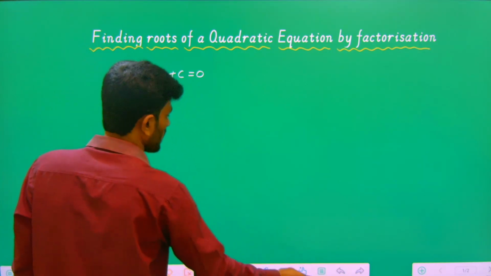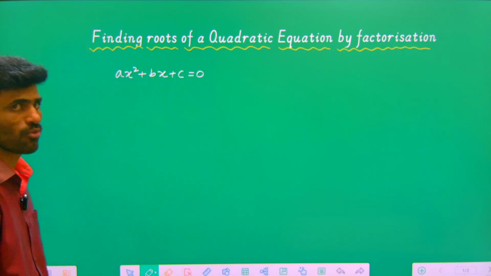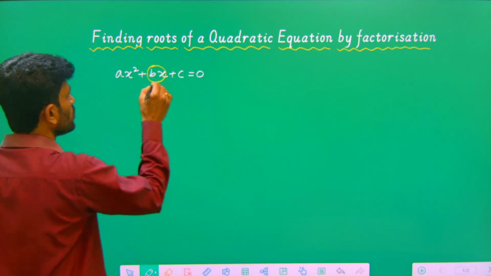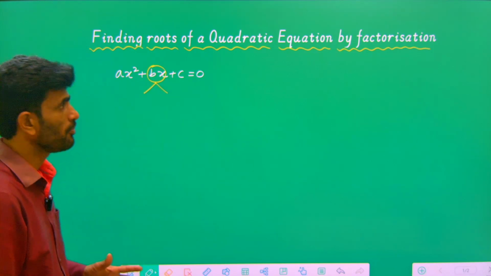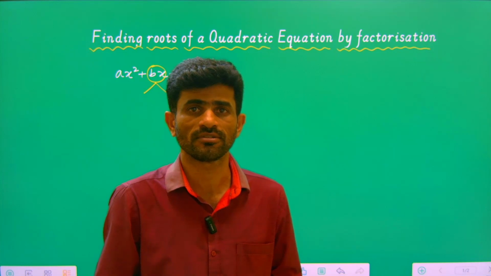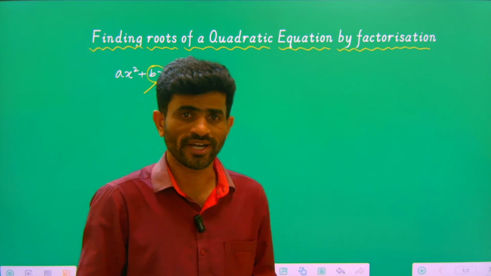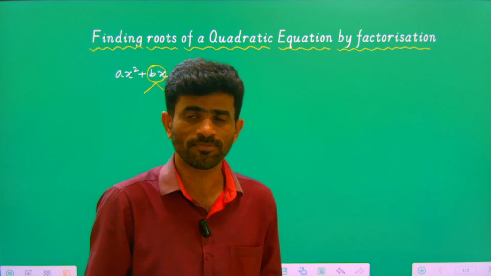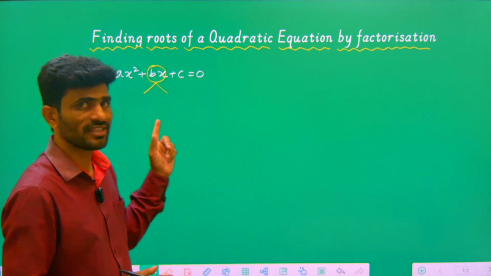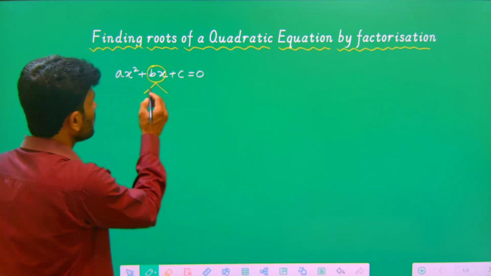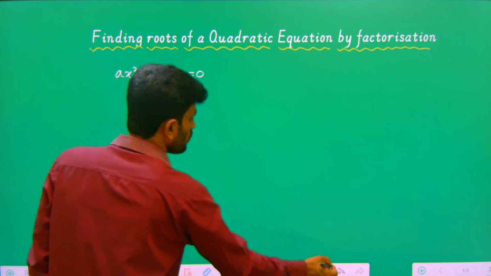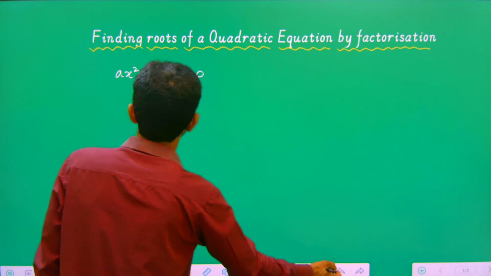Then here, in factorization method, what we do is split the middle term. This bx should be split into two terms. Means we will convert these three terms into four terms. How do we change that quadratic equation which is there in three terms into four terms? We split this middle term into two more terms. Now we will discuss how to split that middle term into two terms.